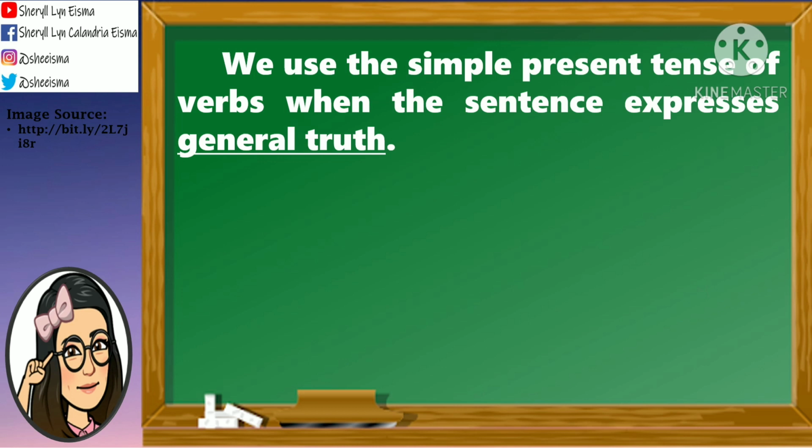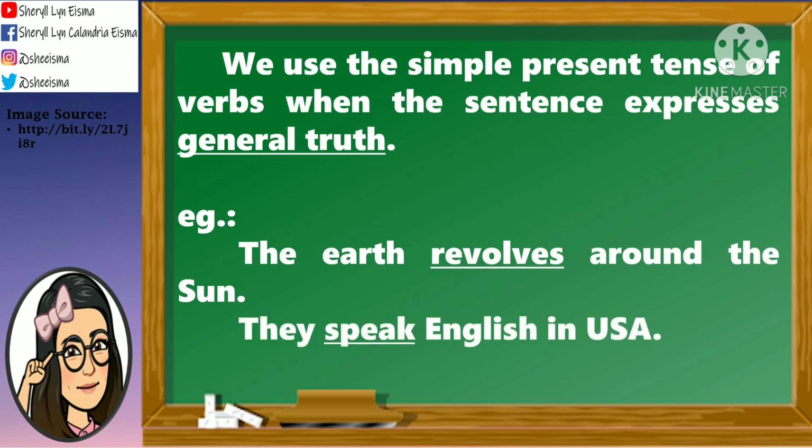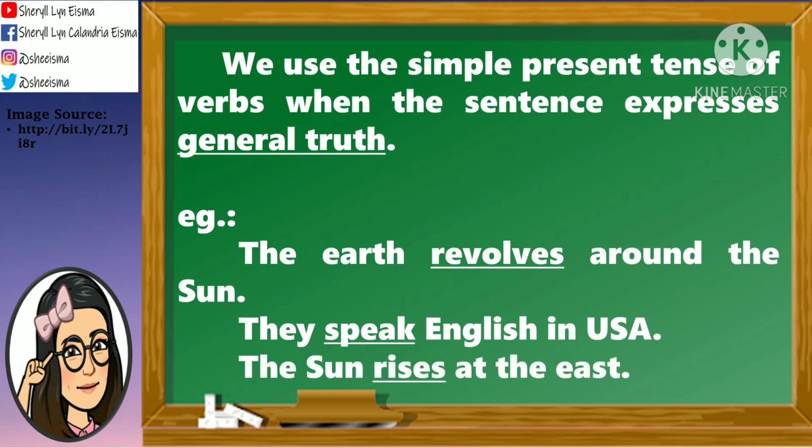Another thing is we use the simple present tense of verbs when the sentence expresses general truth. When we say general truth, it means that the idea presented in the sentence is true for everyone or for a certain group of people. For example, the earth revolves around the sun. They speak English in USA. The sun rises at the east.